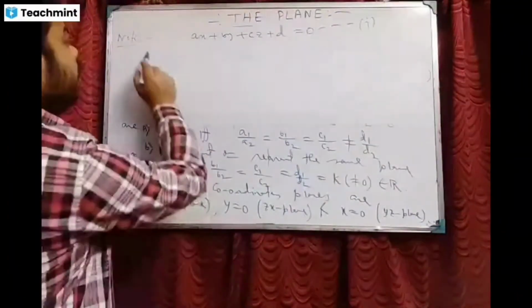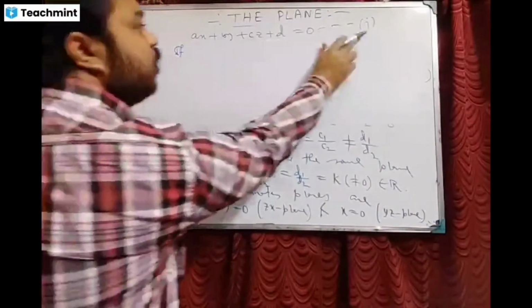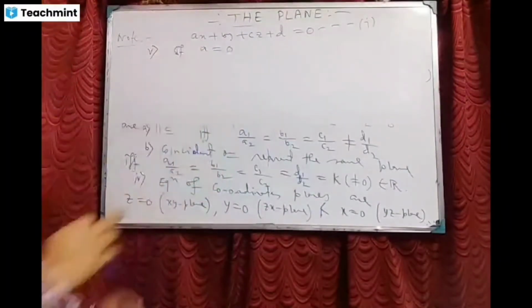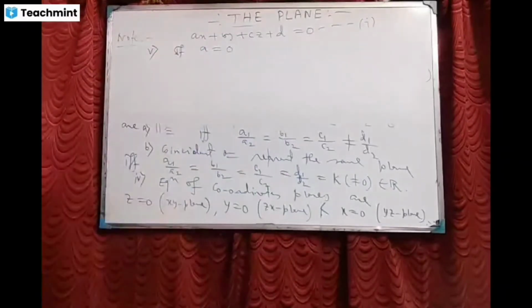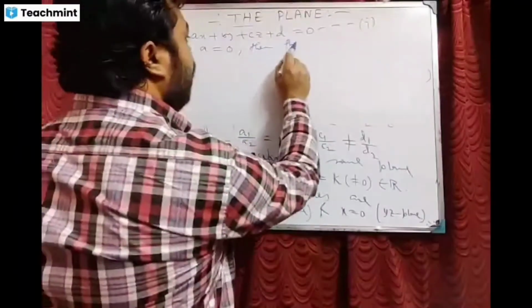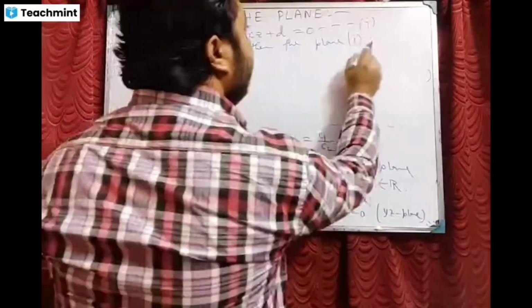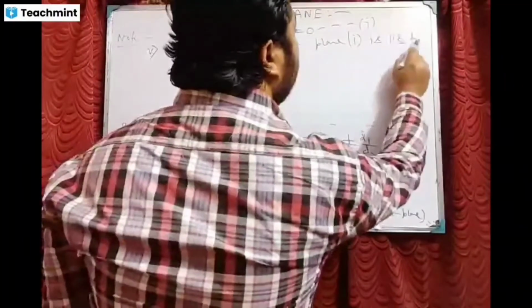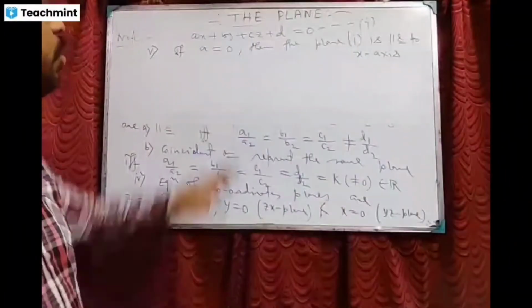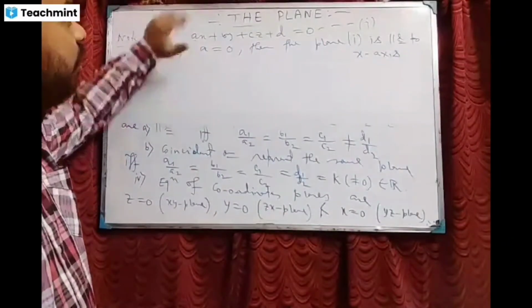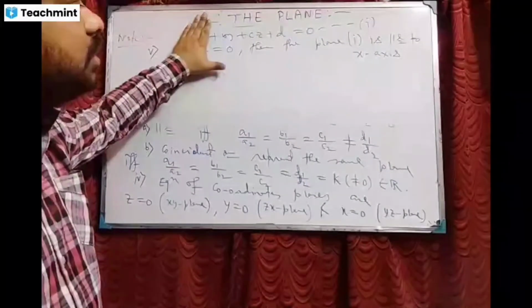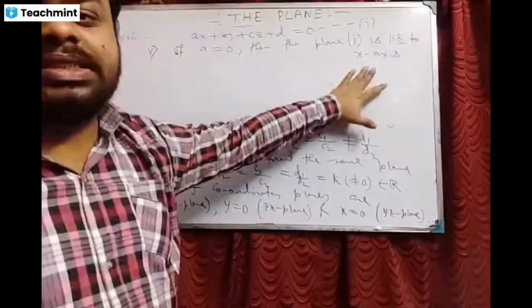Number 5, if this is the general equation of plane, if a equal to 0, that is if the coefficient of x equal to 0, then the plane is parallel to x-axis. If the coefficient of x is 0, that is if the x term is absent, then the plane is parallel to x-axis only.